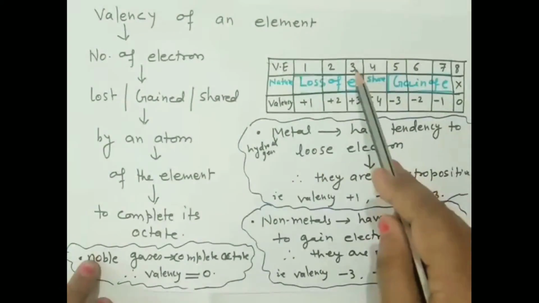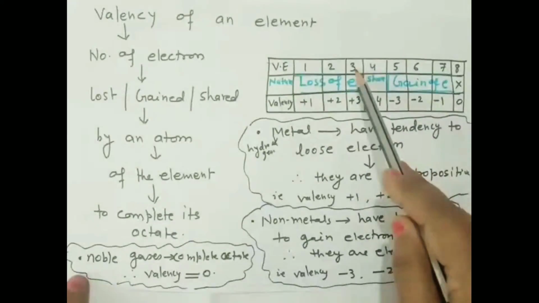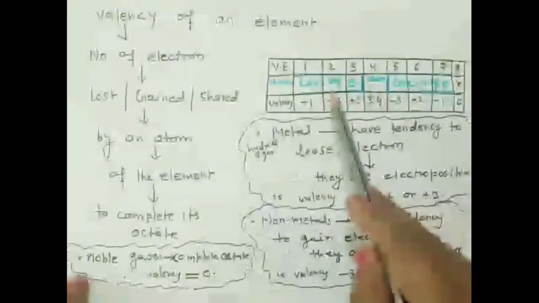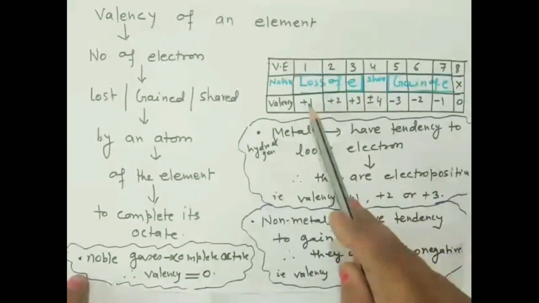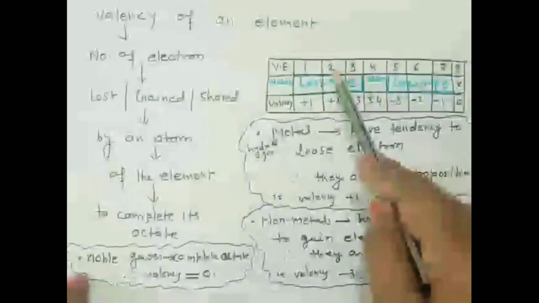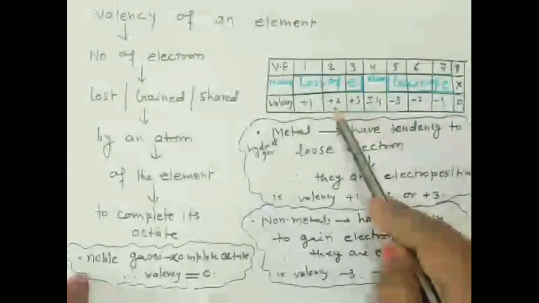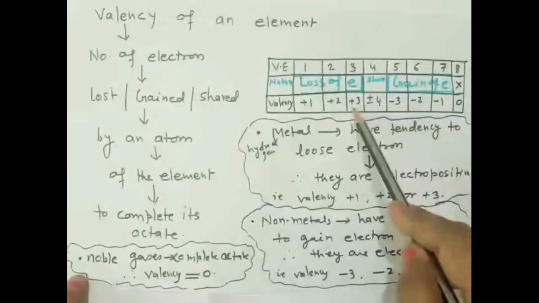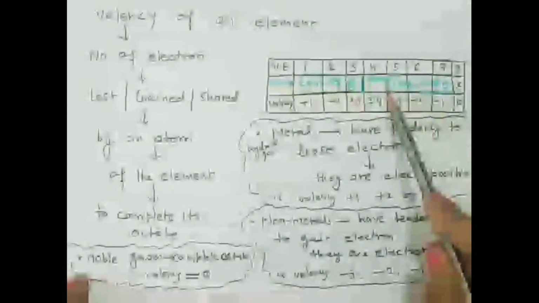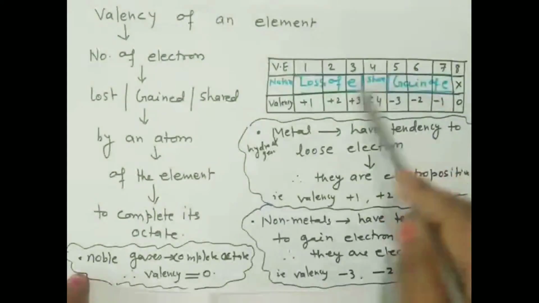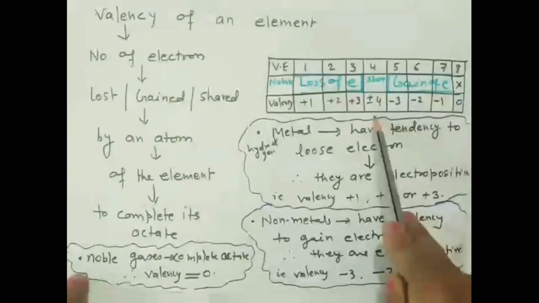If valence electrons are 1, 2, 3, the valency is positive and the element has a tendency to lose electrons. So valency is always equal to the number of electrons lost. If there is one valence electron, the valency is plus 1. If valence electrons are 2, the valency will be plus 2 because it will lose 2 electrons. If valence electrons are 3, its valency will be plus 3 because it has a tendency to lose 3 electrons. If valence electrons are 4, it can neither lose 4 electrons nor gain 4 electrons, so it has to share 4 electrons. So its valency is 4.